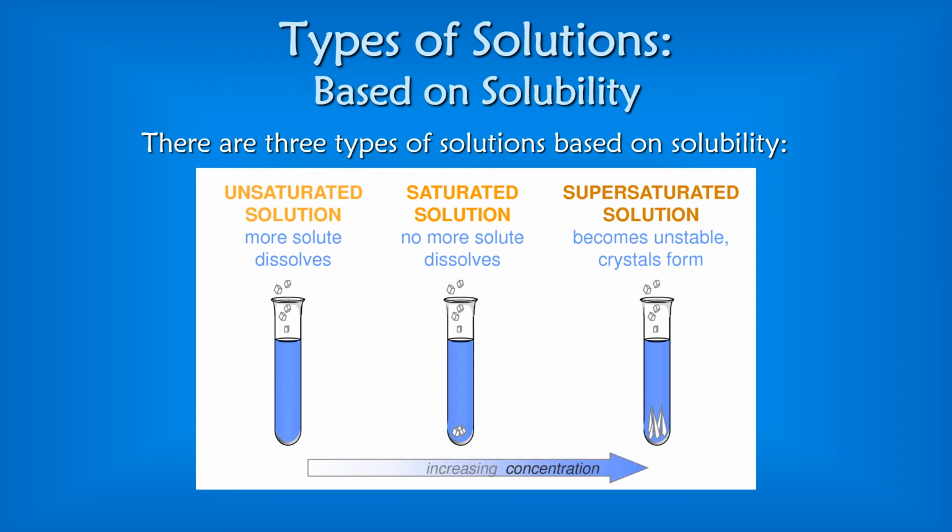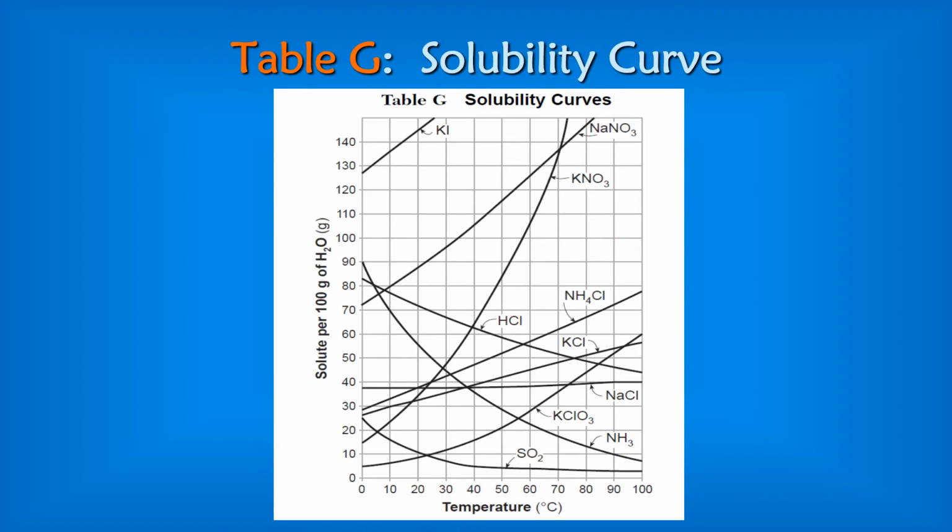So one thing that we are changing in all three of them is that we are just increasing the concentration, which means we are increasing the amount of solute that we are putting in that same amount of solvent. And then based on how much solute we have, it's one of the three types of solutions and how well it dissolves. So table G in your reference table packet has the solubility curves for different substances.